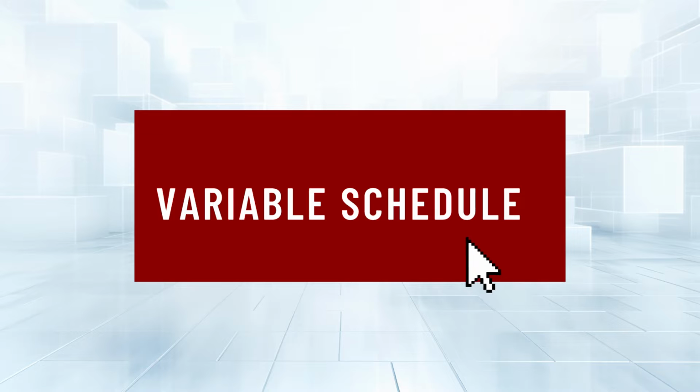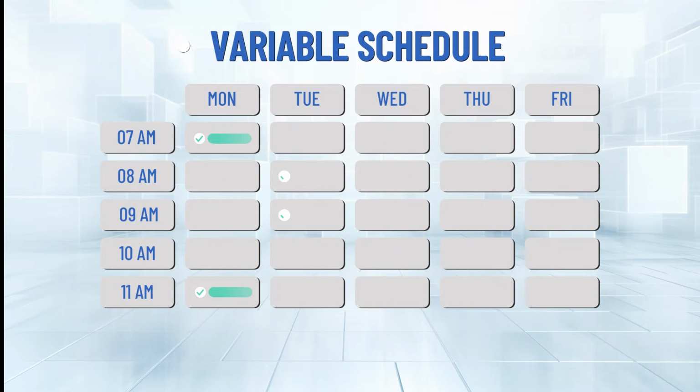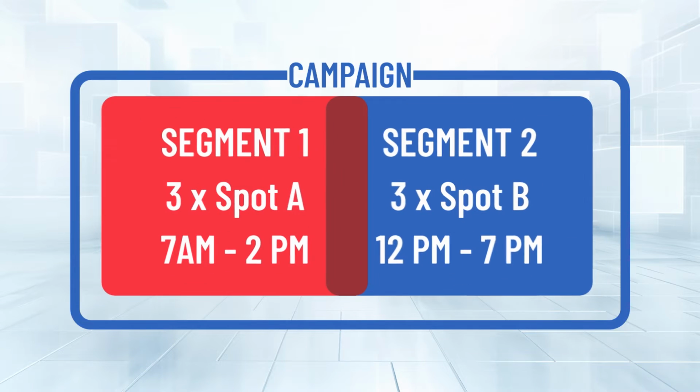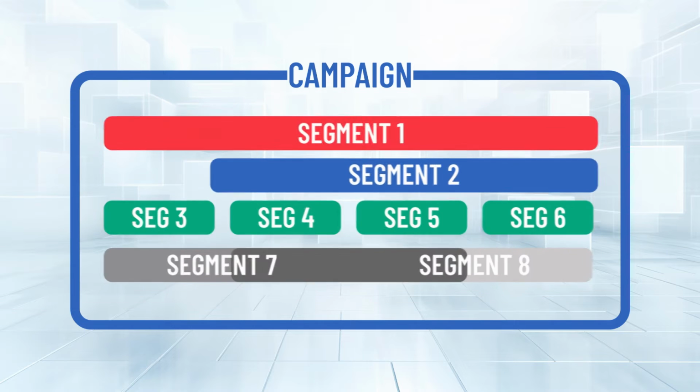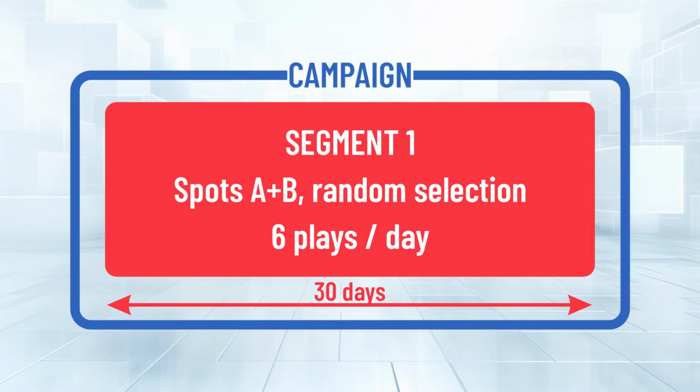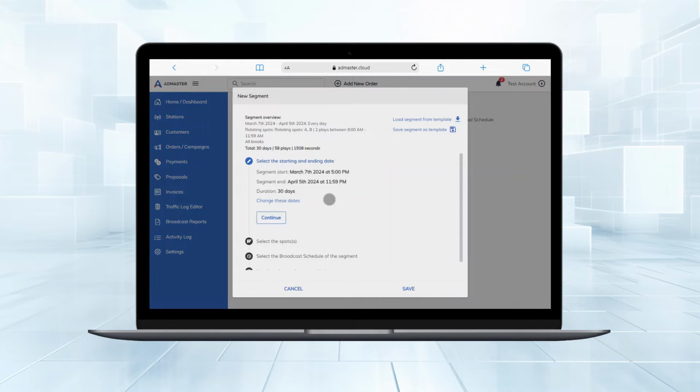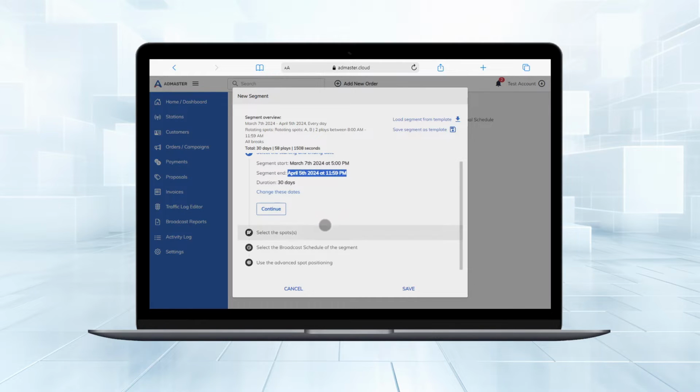Let's get started. In a variable schedule, AdMaster's algorithm dynamically picks a different set of hours within a specified range every day. Like the static schedule, this approach makes use of campaign segments that can overlap, together forming a complete campaign. In the initial example, we'll run the campaign in a single segment spanning the full 30 days. We'll schedule 6 plays of one of 2 available spots. The segment's starting and ending days align with the overall campaign dates, so no adjustments are needed here.